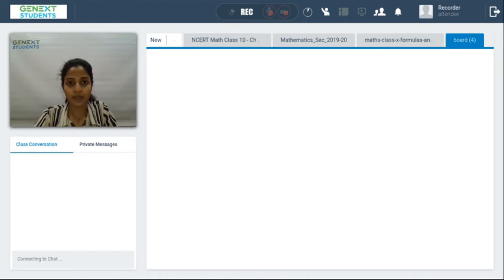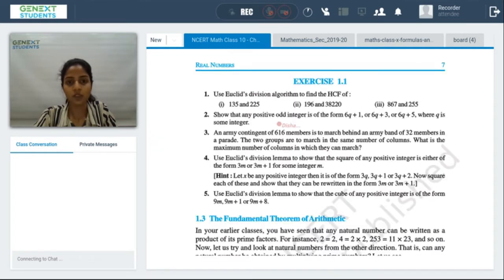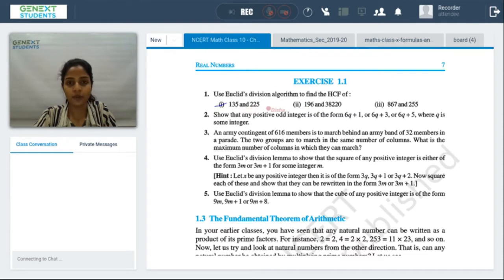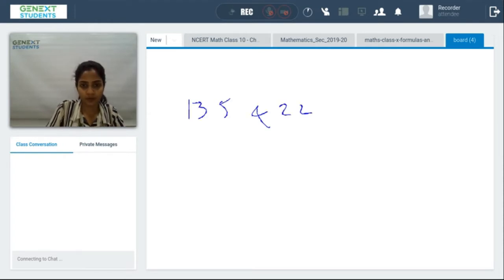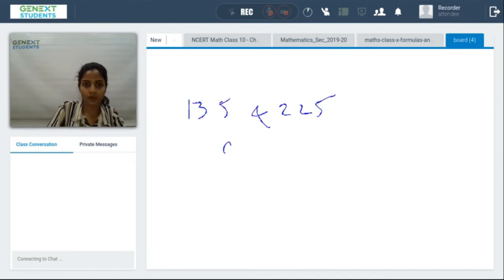All right, so I'll start with a question from this NCERT book. Just do this first question, okay? By Euclid's lemma, the question states you have to find the HCF of 135 and 225. So we have the formula A equals B Q plus R.